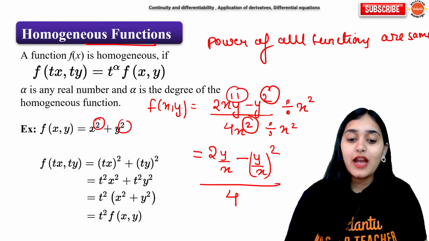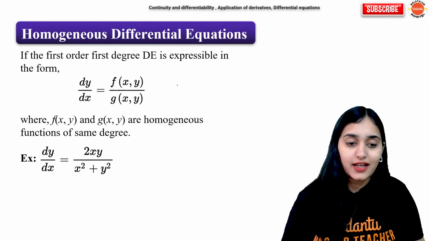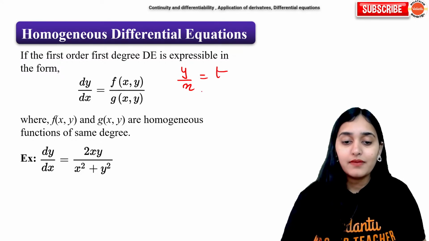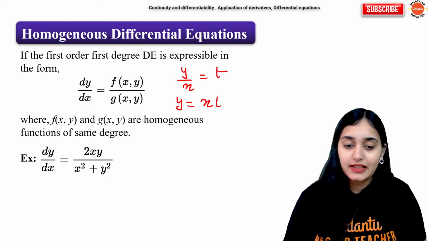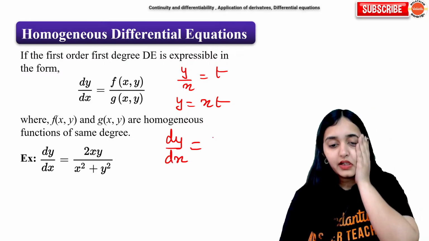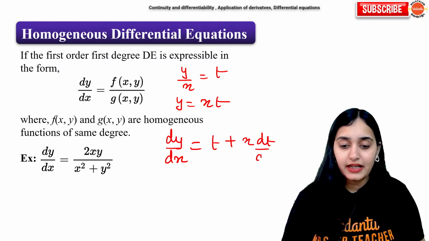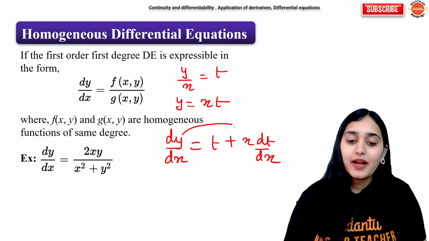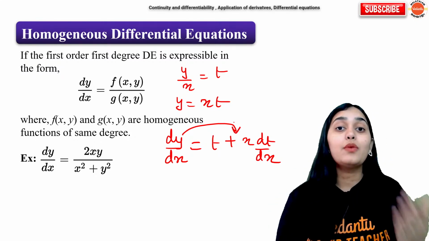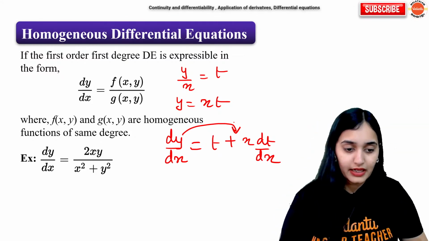Now what you have to do? You have to put y by x as t. So y becomes xt and dy by dx becomes t plus x dt by dx. So instead of dy by dx, we put this and then we solve it with respect to x and t. And at the end, we put back all the values. Okay.